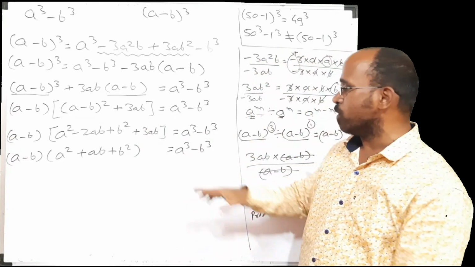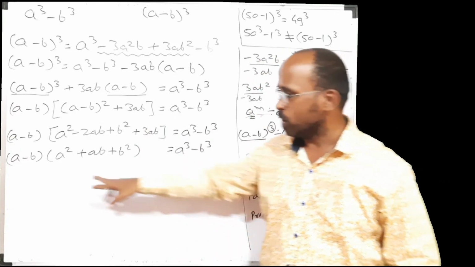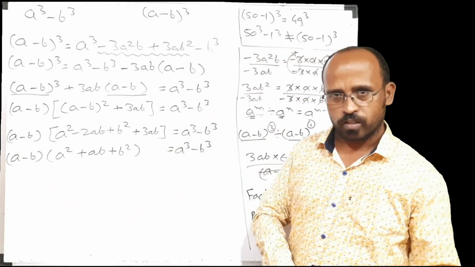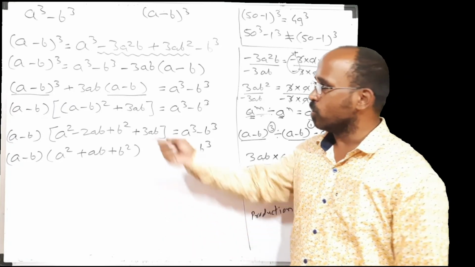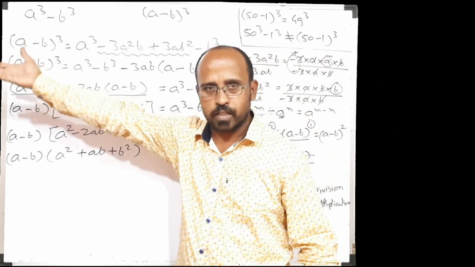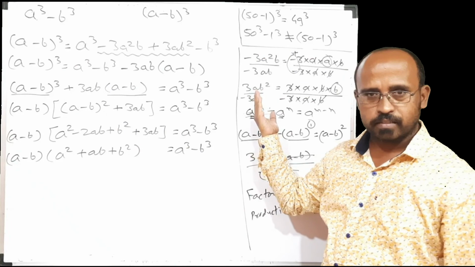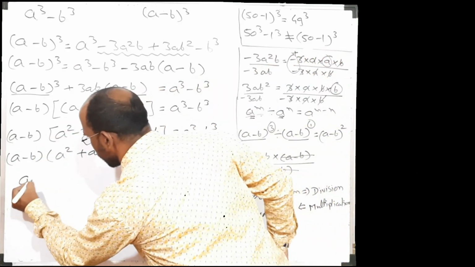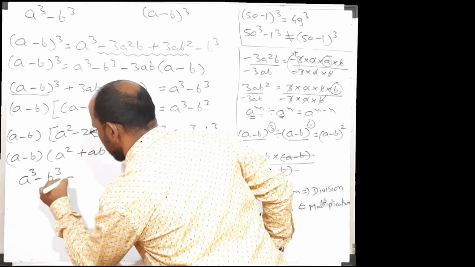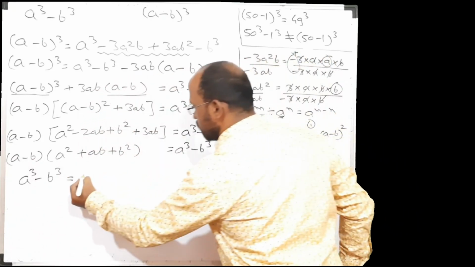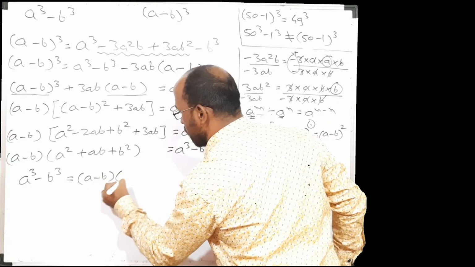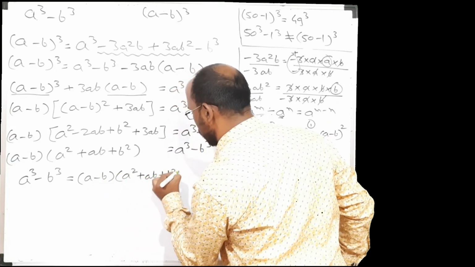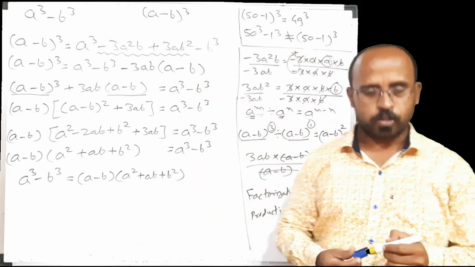So here students, we got the formula for a cube minus b cube, which is equal to (a minus b) into (a square plus ab plus b square). Let's write it in the formula style. What is the formula style? Normally we write the formula on the left hand side and its expansion on the right hand side. So let's write the formula on the left hand side, a cube minus b cube, which is equal to its expansion (a minus b) into (a square plus ab plus b square) on the right hand side. Got it, students?